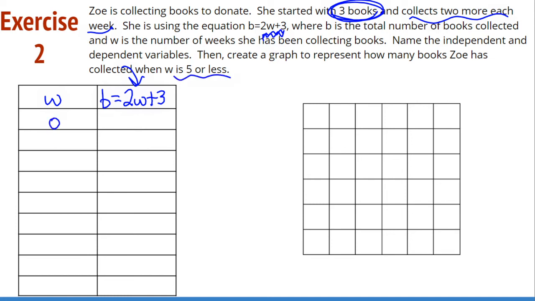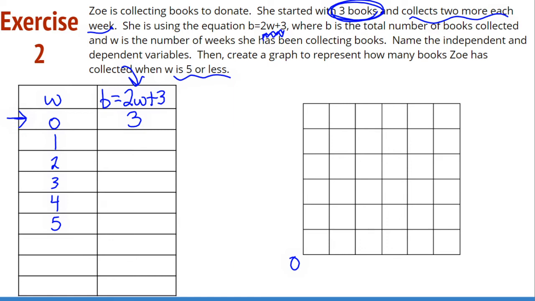So 0, 1, 2, 3, 4, 5. Using the 0 becomes important as we start to put things on the graph. 0 helps us see what is happening when our independent variable is 0. So if the number of weeks is 0, the number of books is actually 3. And that kind of comes as a little bit of a shock to people who are used to starting at 0. But when our number of weeks is 0, she has collected 3 books.